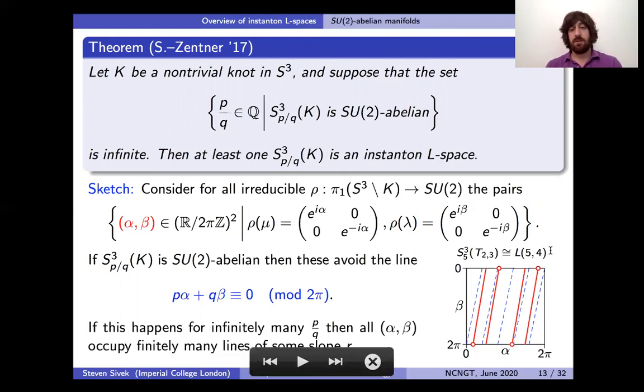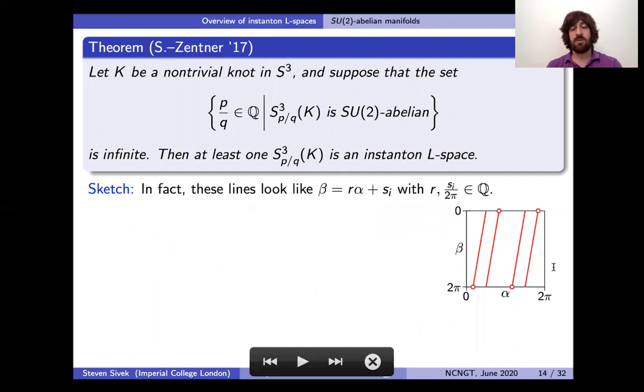And so, it's one thing to avoid a line of one slope, like slope 5 here, because 5 surgery on the right-handed trefoil is actually a lens space. But if it happens for infinitely many different slopes, then this is a very strong constraint on this red curve, this image of the character variety of the knot. And it turns out that it's such a strong constraint, in fact, that all of these red points have to lie on finitely many lines of the same slope. So that's a very strong constraint on this image here.